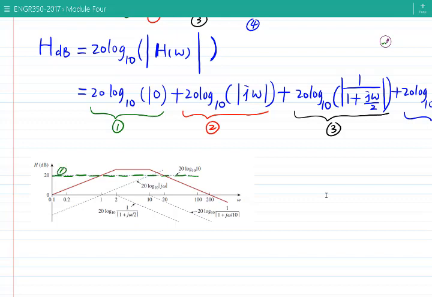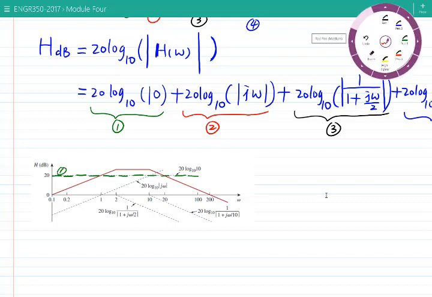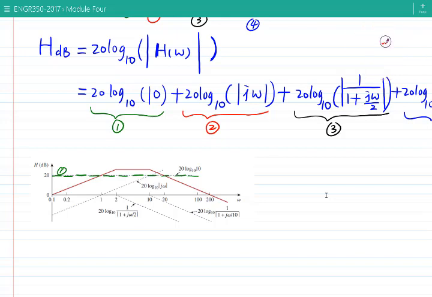And let's plot factor number 2. Factor number 2 is a 0 at the origin. It is a linear line. It crosses the frequency axis at frequency equal to 1, and it is a linear line with the slope of 20 dB per decade. So this is factor number 2, the Bode plot for magnitude.